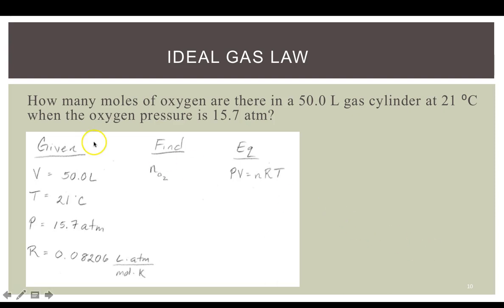So we go through the problem, right? That's what it's asking us to find. Okay, they're in a 50-liter gas cylinder. So I know the volume of my cylinder is 50 liters. So V equals 50 liters. At 21 degrees Celsius, well, there's my temperature. T equals 21 degrees Celsius. I've already described the gas inside the cylinder as oxygen, so the pressure is 15.7 atmospheres. There we go. Pressure equals 15.7 atmospheres.